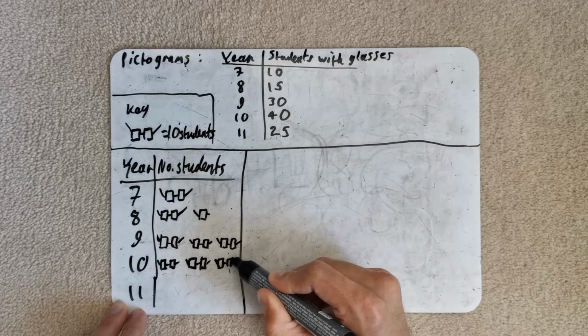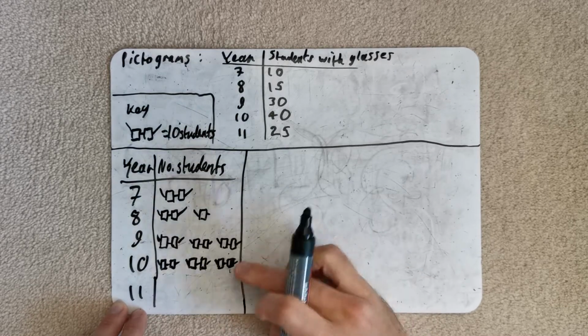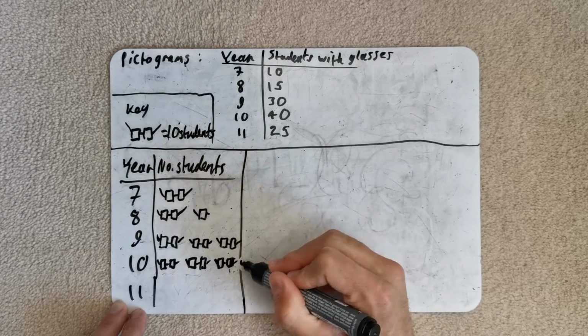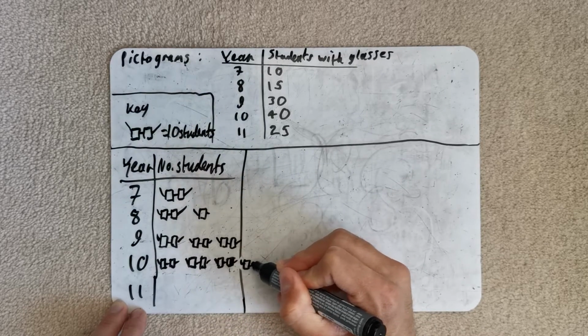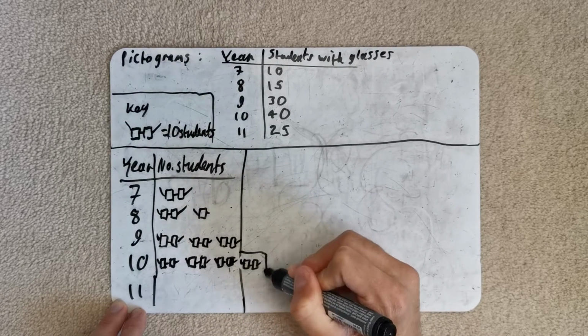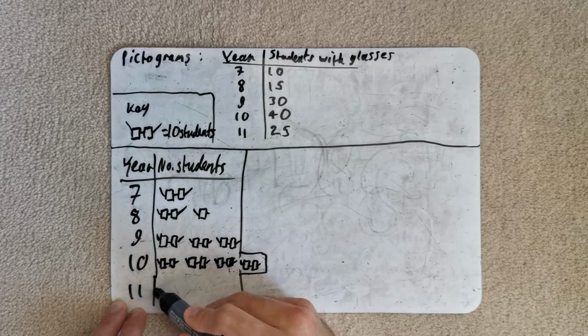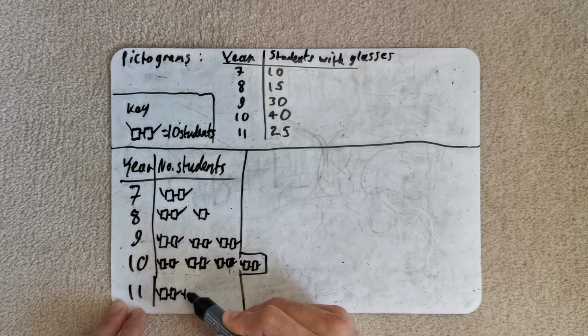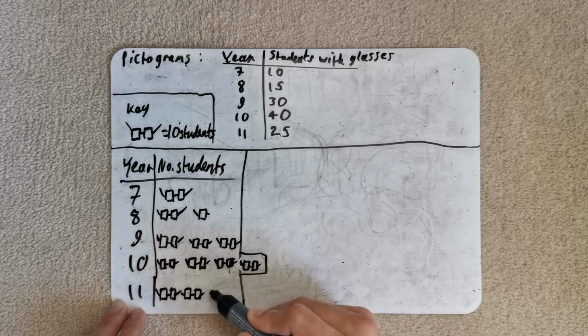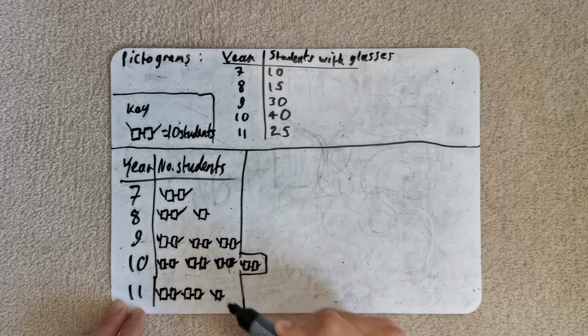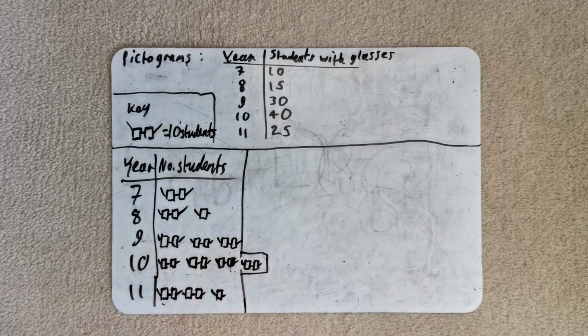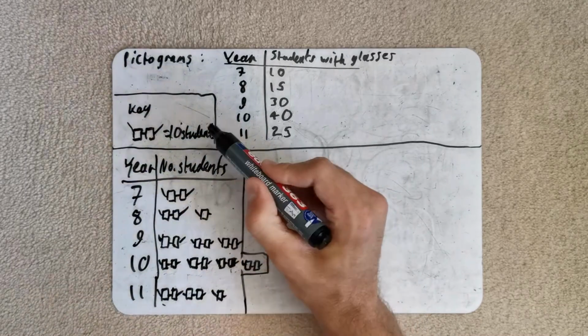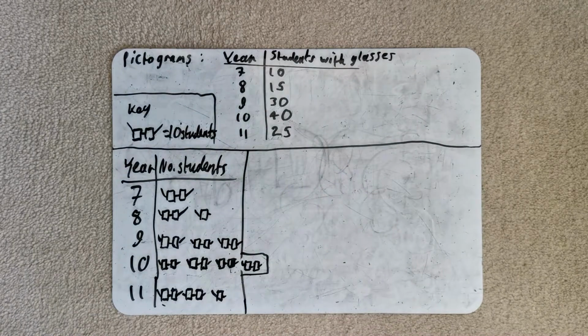And I've already struggled to fit them in. Go into this bit a little bit. And the last one, we're going to have 2 lots. 2 lots and a half because it's 25 students. Okay, when you're drawing a pictogram, you must always draw that.